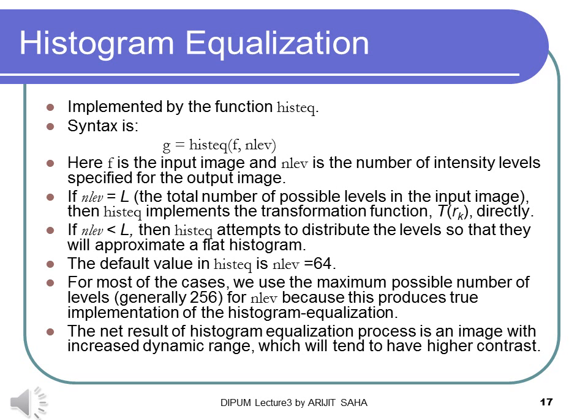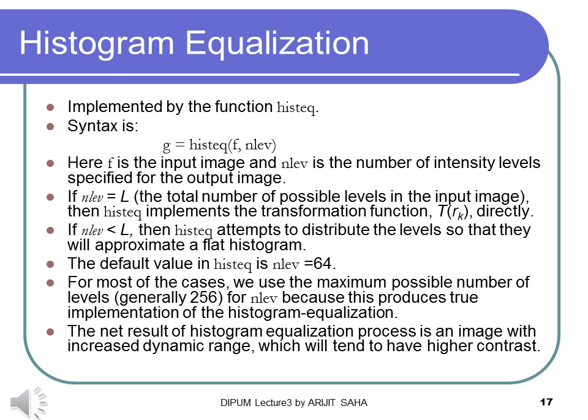If we want to equalize the histogram, then there is a function in IPT, histeq. histeq(f, nlev), that is n level, is the syntax. Here f is the input image, and nlev is the number of intensity levels specified for the output image. If nlev equals L, the total number of possible levels in the input image, then histeq implements the transformation function T(rk) directly. If nlev is less than L, then histeq attempts to distribute the levels so that they will approximate a flat histogram. The default value in histeq is nlev = 64.